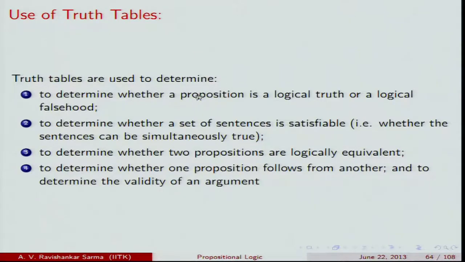So what are we going to do with these truth tables? In what way are they going to be useful to us? Truth tables are used especially to determine first whether the proposition is a logical truth or a logical falsehood, that means a tautology or a contradiction. We'll look into some simple examples and show that a given formula is a tautology and a given formula is a contradiction. It can also be used to determine whether a set of sentences is satisfiable, that is, whether the sentences can be simultaneously true or not.